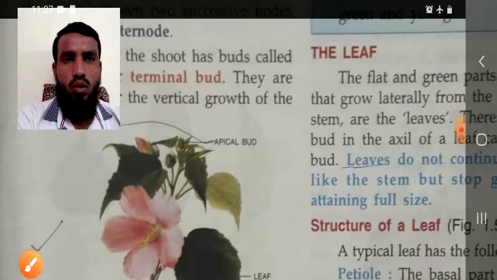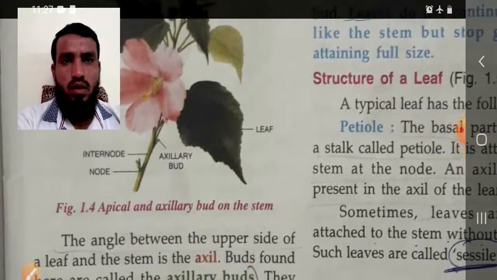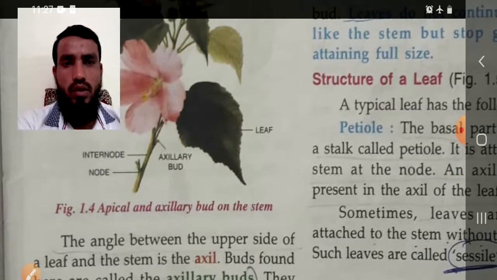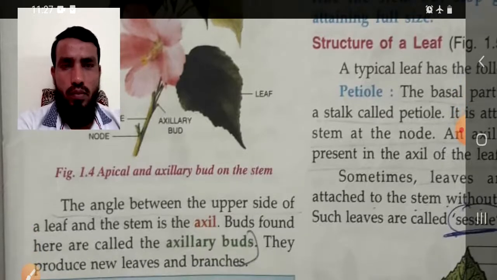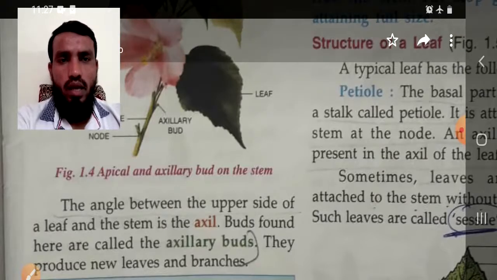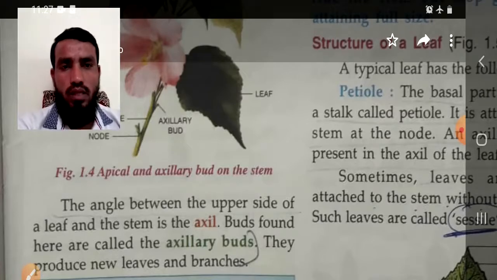So this is number one type of the buds. Number two type of the bud is present on the axil, or the angle between the upper side of the leaf and the stem. That is called the axil. This is the upper side of the stem and leaf. So the buds found here are called the axillary buds.